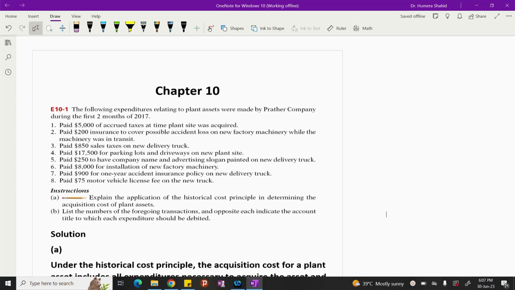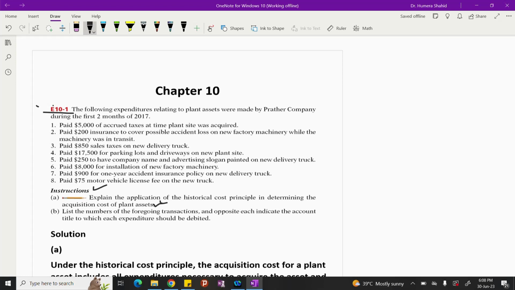So starting with the first exercise of chapter number 10, which is exercise number 10-1. Let's read it and try to solve it together. The following expenditures relating to the plant assets were made by Prather Company during the first 2 months of 2017. So some expenditures are listed over here regarding the plant assets. Let's read the instructions first and then we will move on. The instruction says: explain the application of historical cost principle in determining the acquisition cost of the plant assets. Means what is the historical cost principle and what is it saying regarding the plant assets.